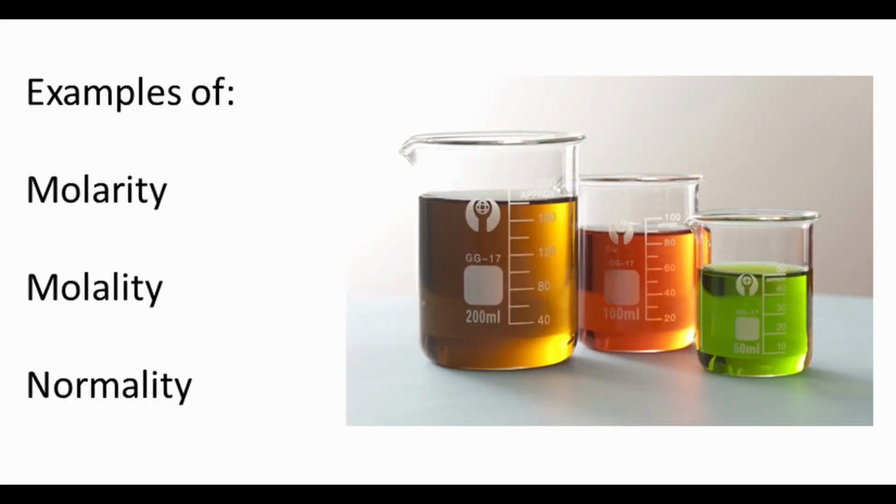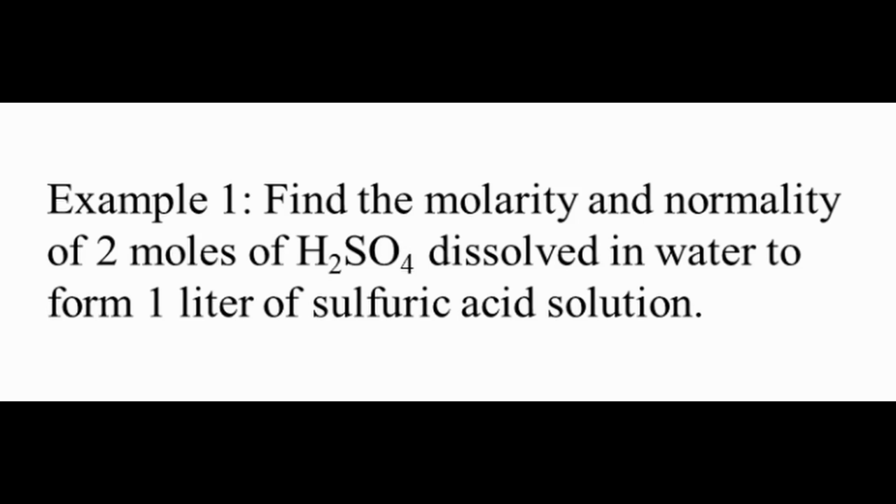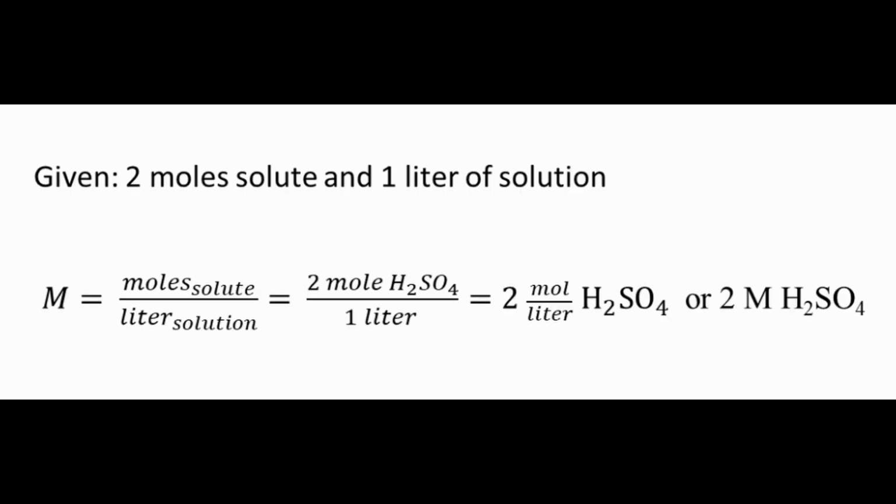For better understanding, I give some examples of how each of these concentration measures might be calculated from given information. Example 1. Find the molarity and normality of 2 moles of H2SO4 dissolved in water to form 1 liter of sulfuric acid solution. Since we are given the 2 moles of H2SO4 solute and the solution volume of 1 liter, we can plug these values directly into the molarity equation. 2 moles of H2SO4 divided by 1 liter of solution equals 2 moles per liter of H2SO4, or 2M H2SO4.